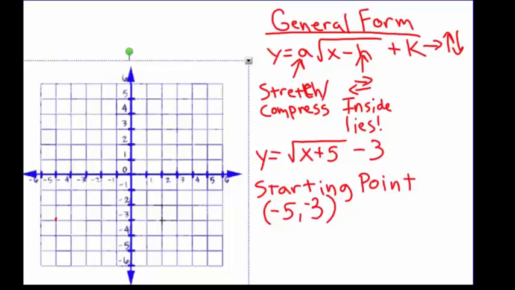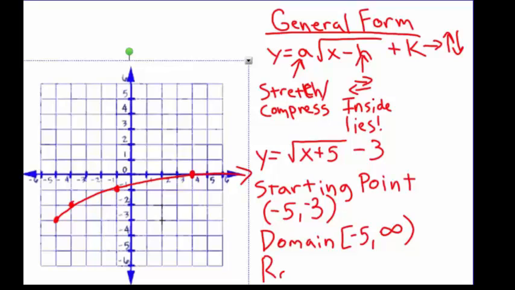So we put a dot there, and then we can go over 1, up 1, since there is no stretch factor. Then we can go over 4, up 2. And we can go over 9, up 3. And we can keep following that pattern as long as we have room to graph the ordered pairs. So our domain is from negative 5 to infinity. And our range, we have a low point at negative 3, and it goes up forever, so from negative 3 to infinity.